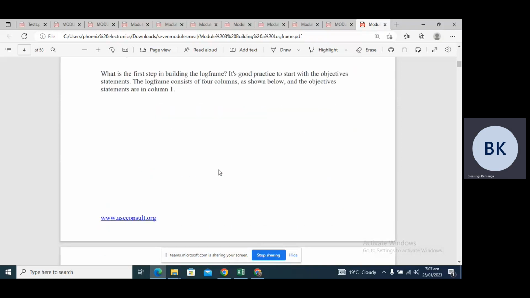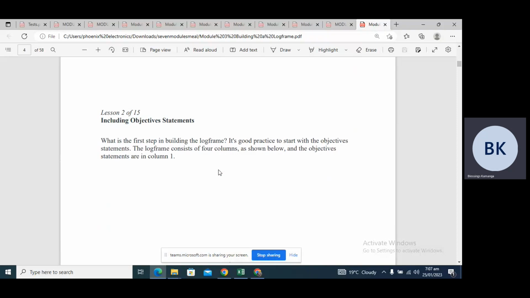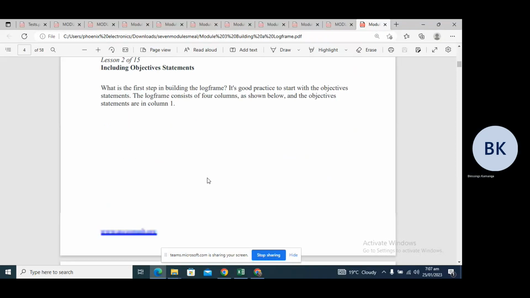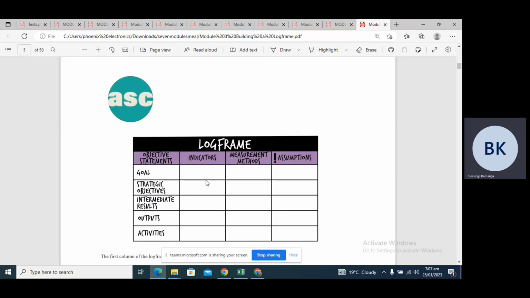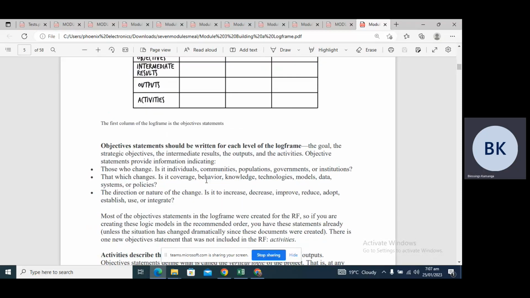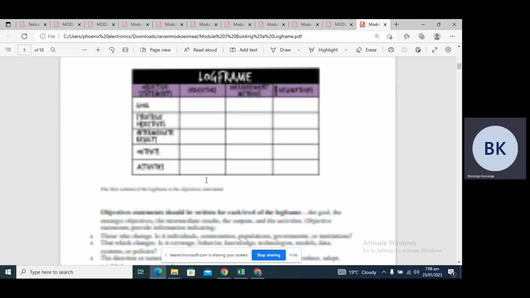First of all, let's look at the objective statement, which is the first column. The objective statements usually have about 5 components, like we already said. These are the goals, the strategic objectives, intermediate results, outputs, and activities. So what you have to understand is that the objective statements are looking at the information that will be given from the various stages of the whole project.